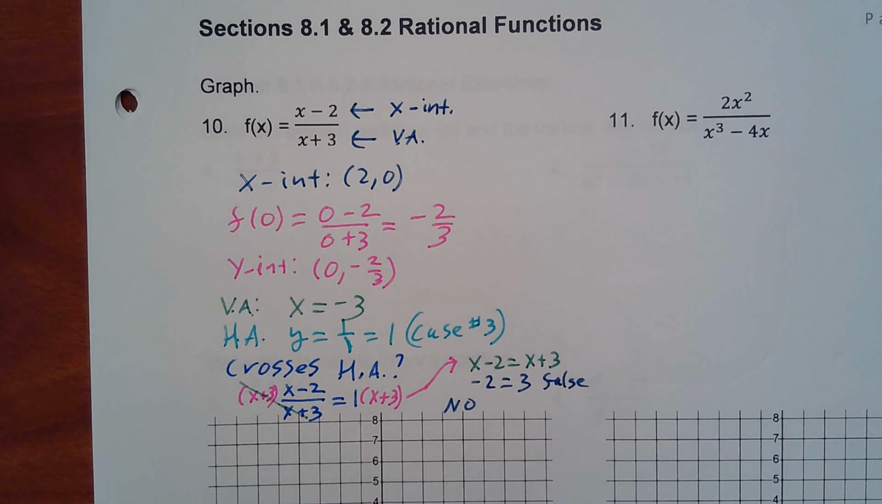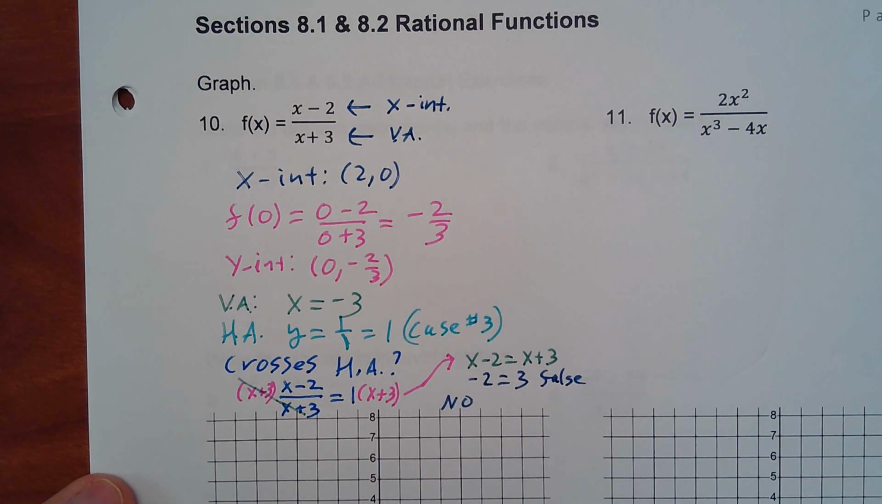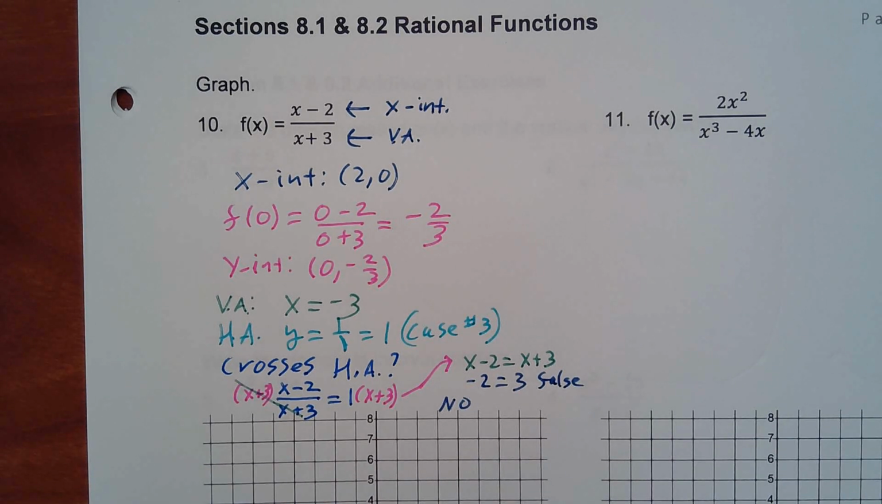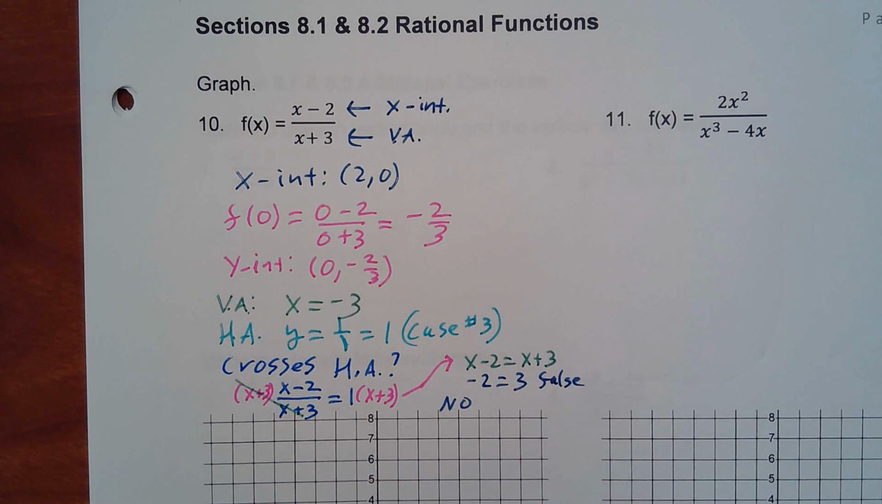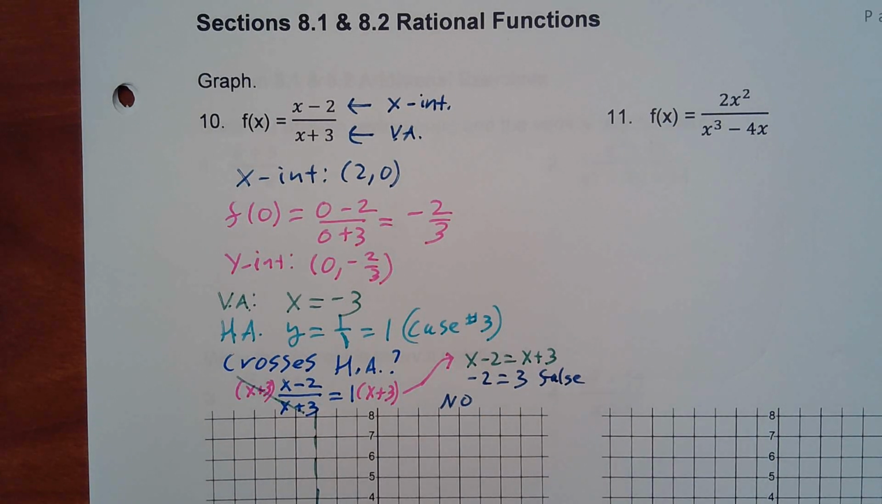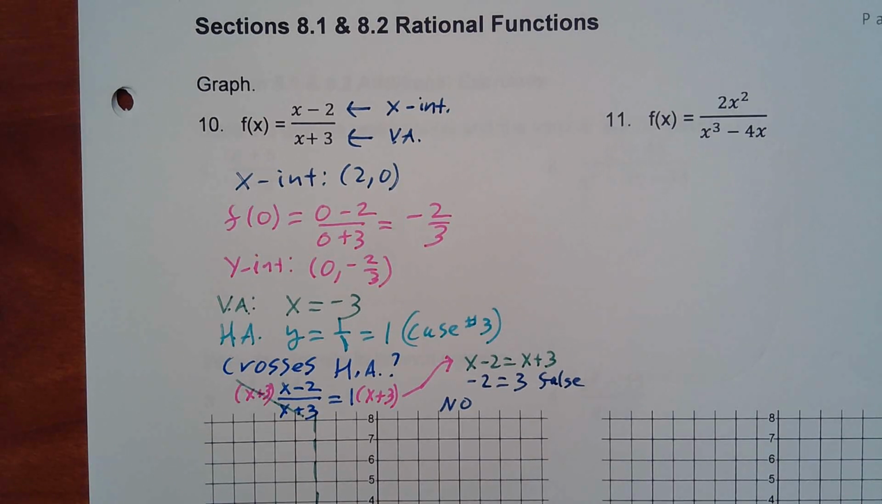So let's put down what we've got. I have my y-intercept of negative 2/3, so that's about here. It's kind of a small grid. I have an x-intercept here at 2. A vertical asymptote here at x equals negative 3. And then a horizontal asymptote of y equals 1. Now, I desperately need to get more information here.